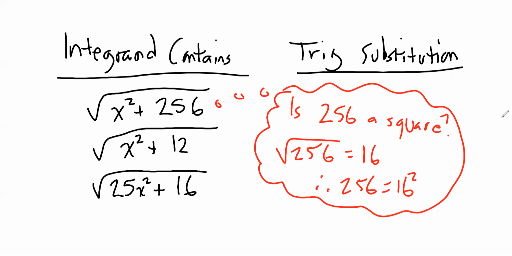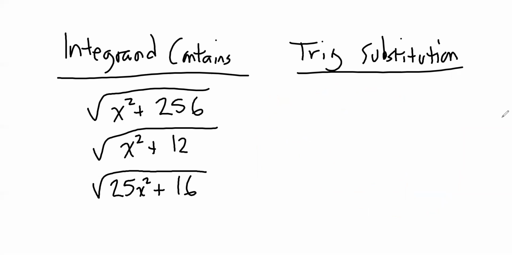256 is 16 squared. So if we did that, what would our trig substitution be? Our trig substitution would be x equals 16 tangent theta. Remember, the number in the front of the tangent is going to get squared and match this number so that we can factor it out.